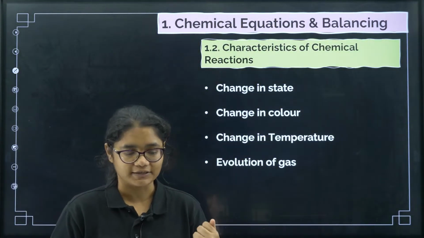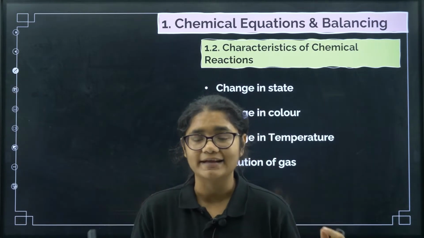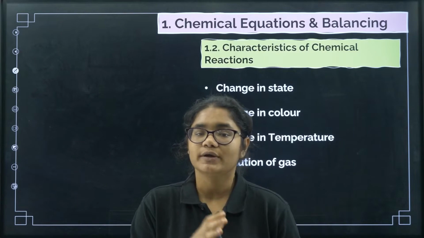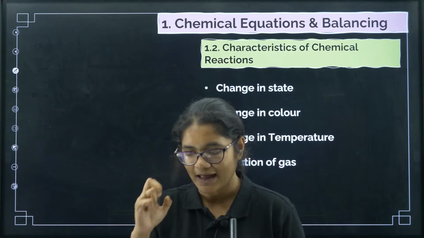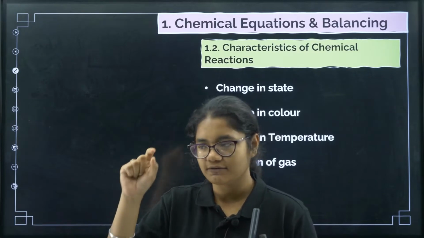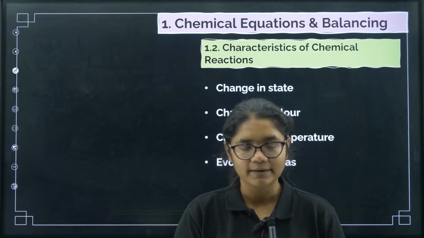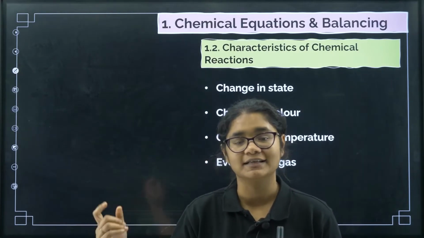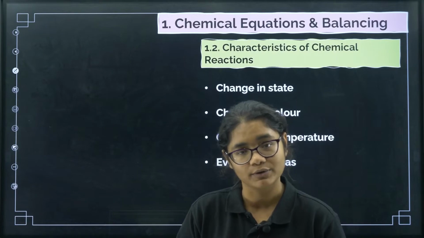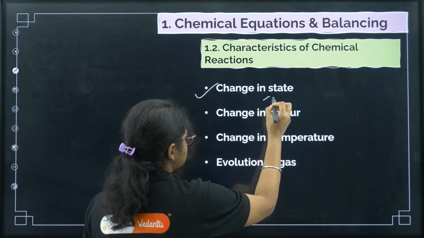Now coming to characteristics of a chemical reaction. How can we tell, just by seeing, whether a chemical reaction has happened or not? Every process is not a chemical reaction. We need to have certain checkpoints. If these things are happening, then yes, a chemical reaction has taken place. What is the checklist that you need to check? That is what you need to know. The first thing is there should be a change in state. What is change in state?